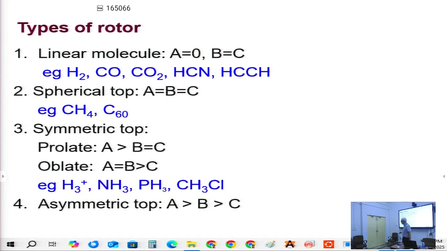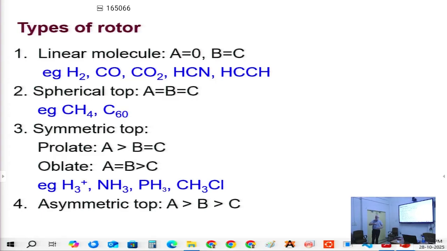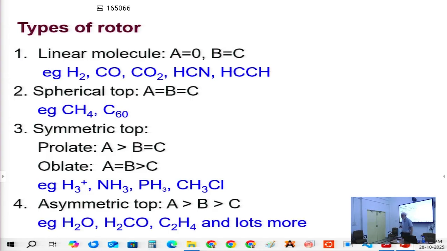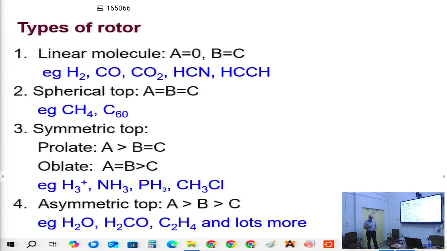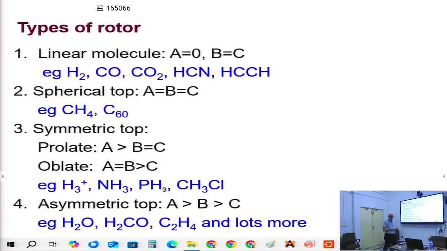Other examples of symmetric tops are ammonia, phosphine, chloromethane. These all have threefold axes down here. Okay? Asymmetric tops, lots of them. So I've given you a few examples: water, formaldehyde, ethane. Give you that one for a very specific reason we'll come to in a second.